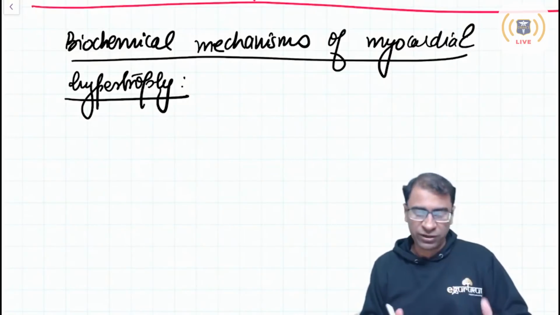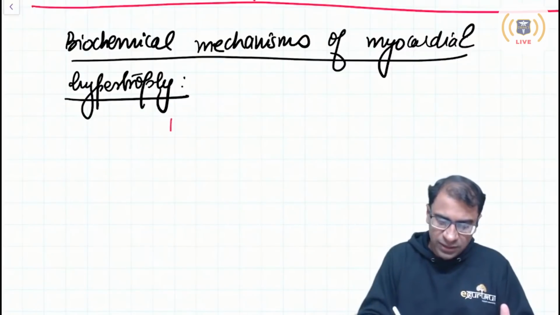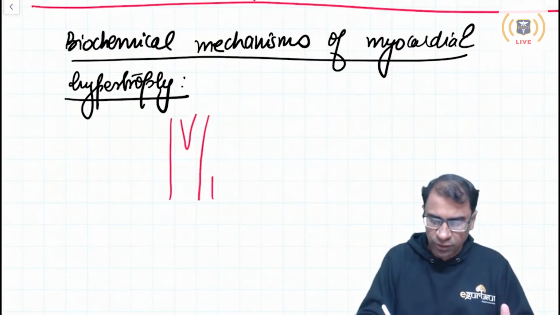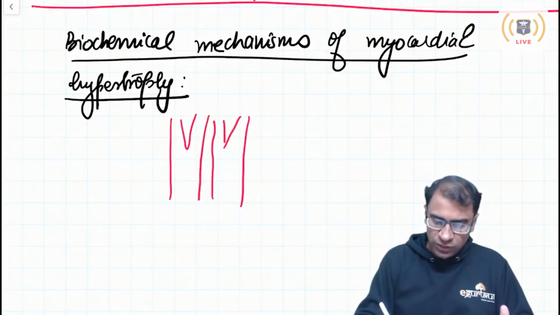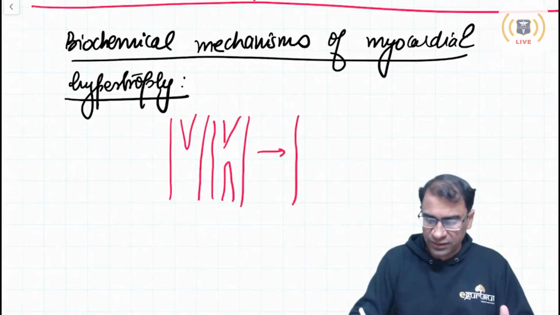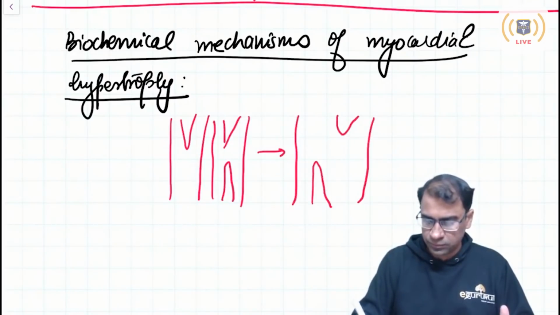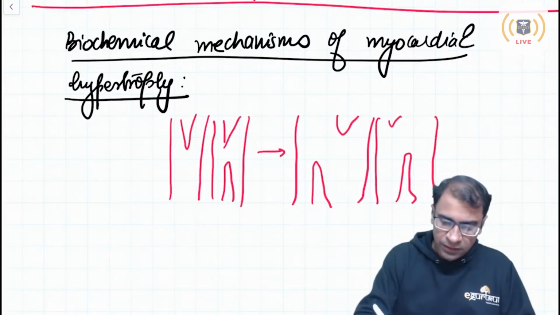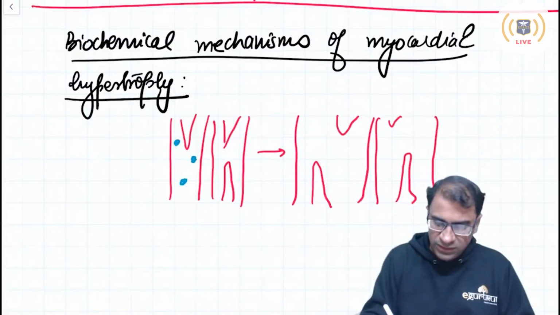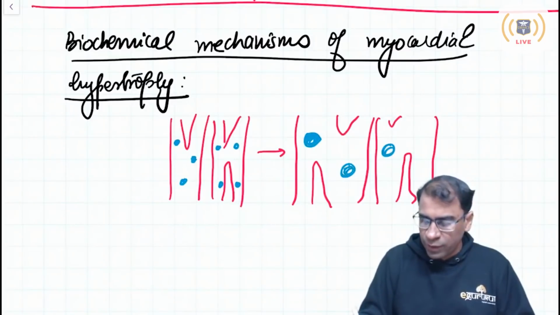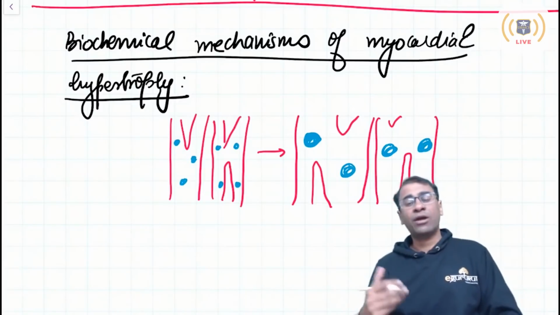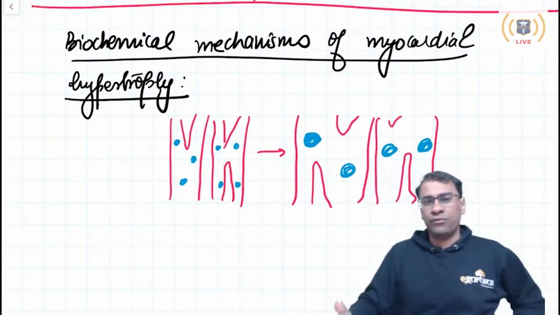So in myocardial hypertrophy, suppose this is a normal muscle of the myocardium, the branched muscles. I hope you remember the branched muscles like this. So we understood that these branched muscles are undergoing hypertrophy like this. This is the normal nuclear size, okay, and this is the enlarged nuclear size here. So my question is, what are the changes in the biochemical process that causes hypertrophy?